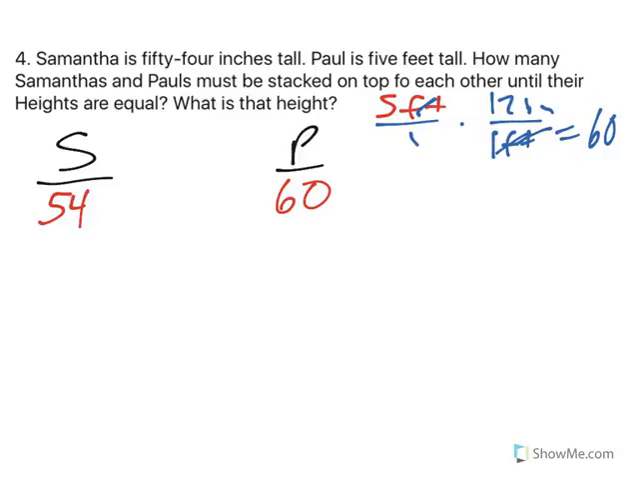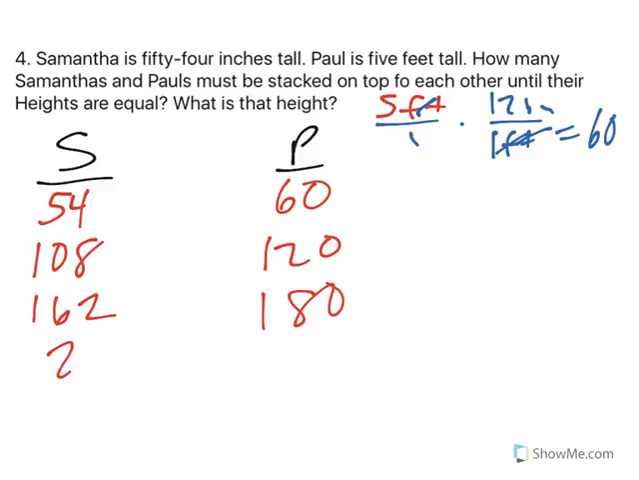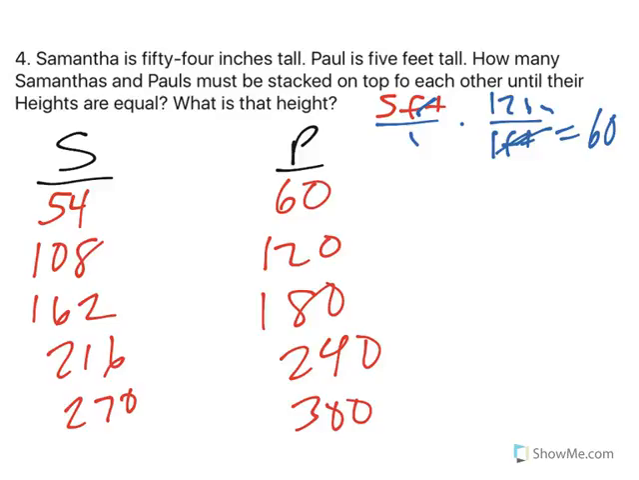Now, there are a couple ways to do this, but I'm just going to use kind of the add method, right? The next one is 108 to 120. 162, 216. Nope. Sorry, 216 is on her side. 162 to 180. 216 to 240. 270 to 300. They're not the same. I'm going to go to a next line. I'm going to change colors for the next line.